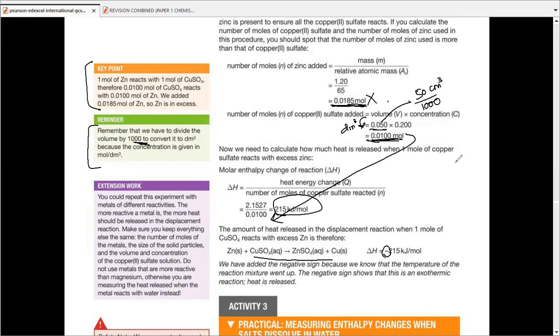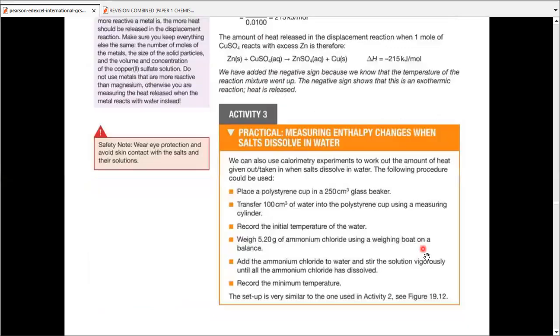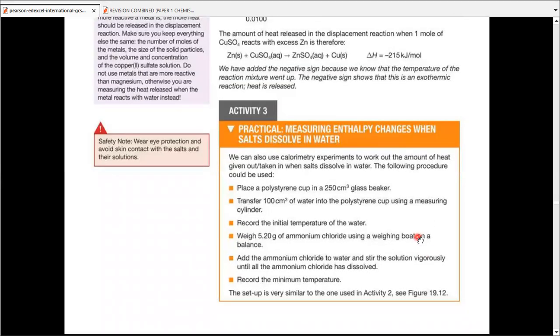All right. Good. Great. Let's clear it up and move forward. Last activity. I think this is not even the last activity. Okay, so activity number 3, measuring the enthalpy changes when salts dissolve in water.